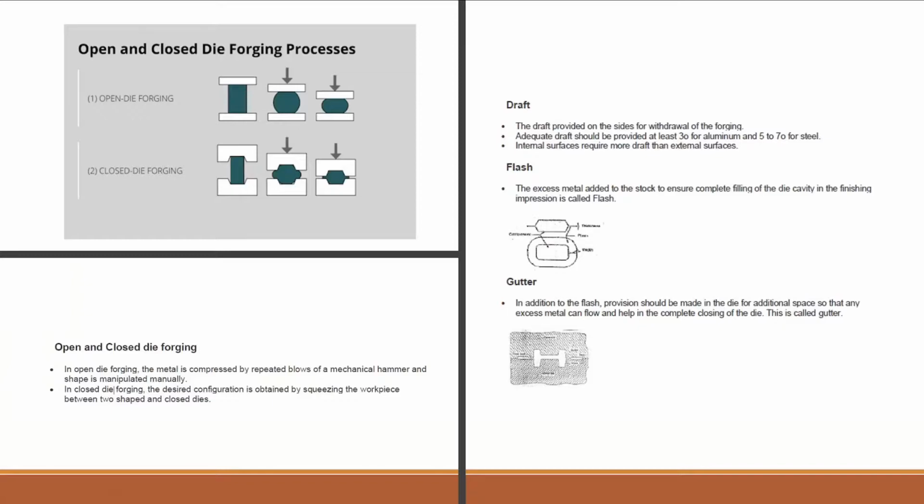Now as you can see here, this is the open die forging method, in which continuous hammering is taking place. And this is the closed die forging method. So in closed die forging basically no hammering takes place, and the die gradually closes and gradually the force is applied. This is how the closed die forging operates.